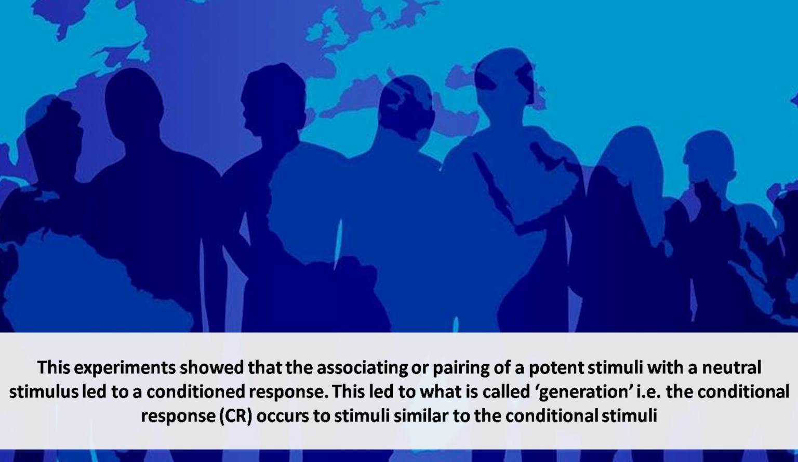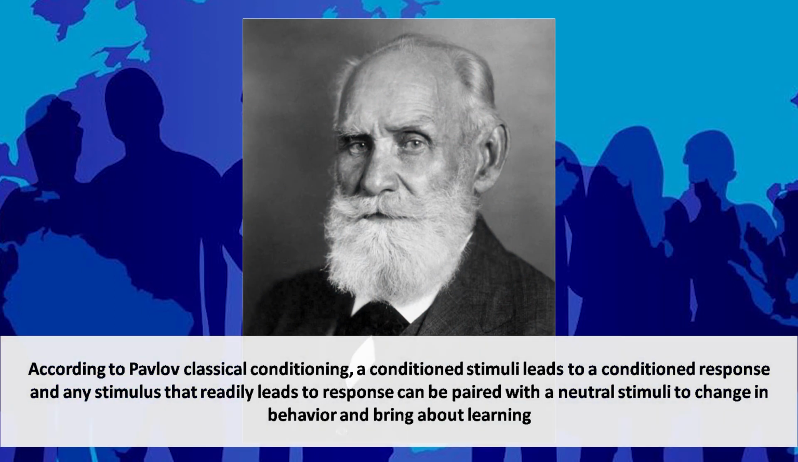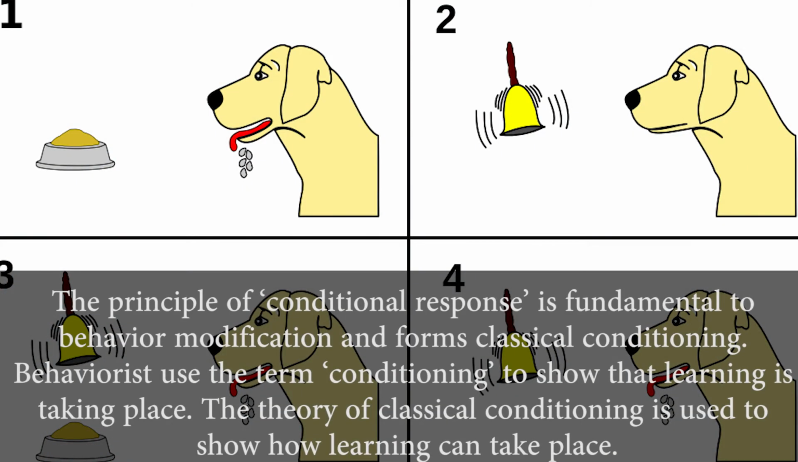These experiments by Pavlov showed that associating or pairing of a potent stimulus with a neutral stimulus led to a conditioned response. This led to what is called generalization, and the conditioned response occurs due to stimuli similar to the conditional stimuli. According to Pavlov, in classical conditioning, a conditioned stimulus leads to a conditioned response, and any stimulus that readily leads to response can be paired with a neutral stimulus to change behavior and bring about learning. The principle of conditional response is fundamental to behavior, as it is able to bring about changes in behavior.